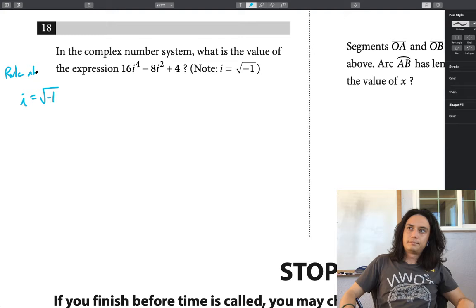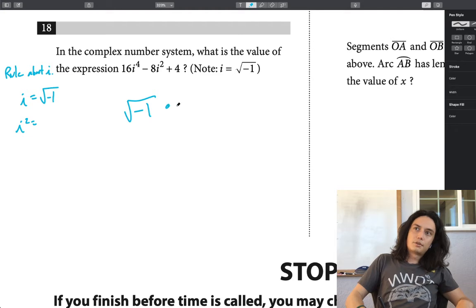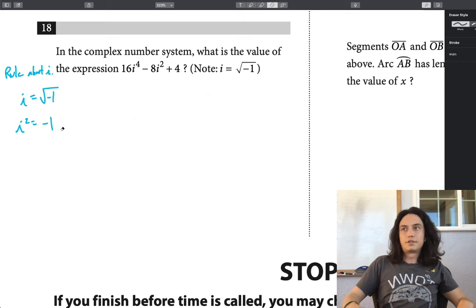Rule about i. Normal i, it's the square root of negative 1. That's what they say here. Let's think about what i squared is. Well, i squared is the square root of negative 1 times the square root of negative 1. Well, that's negative 1. You have to use this constantly.